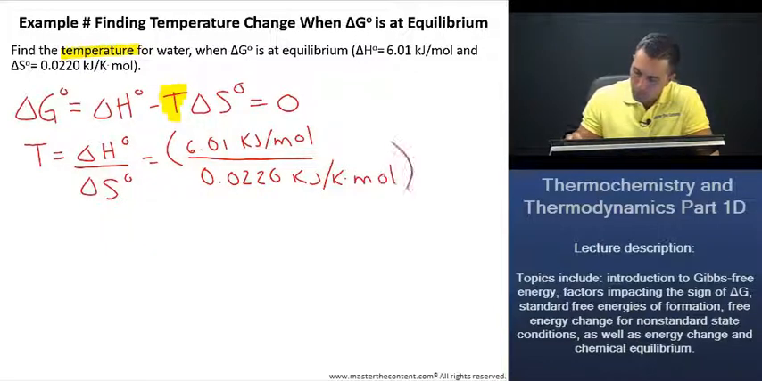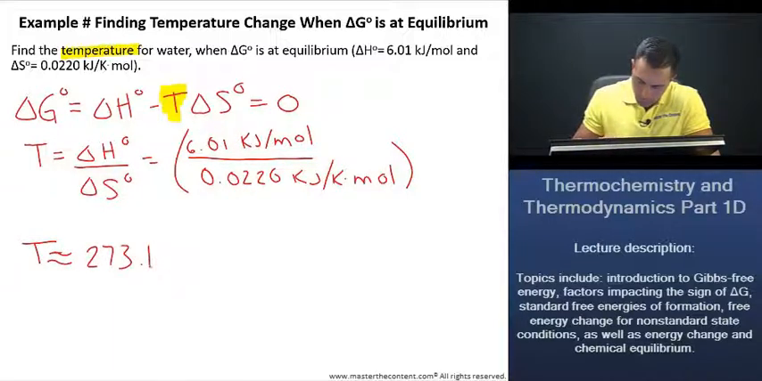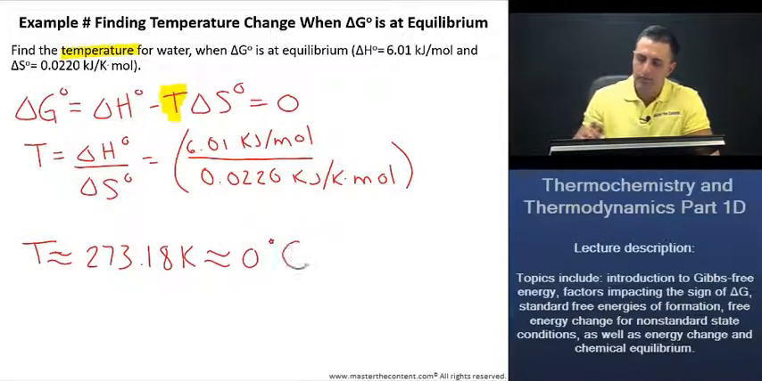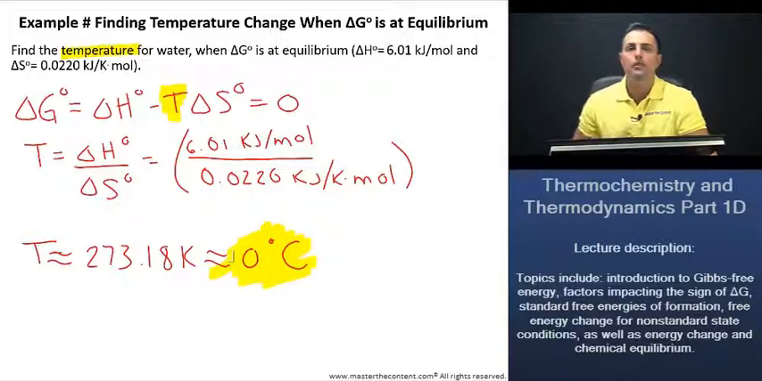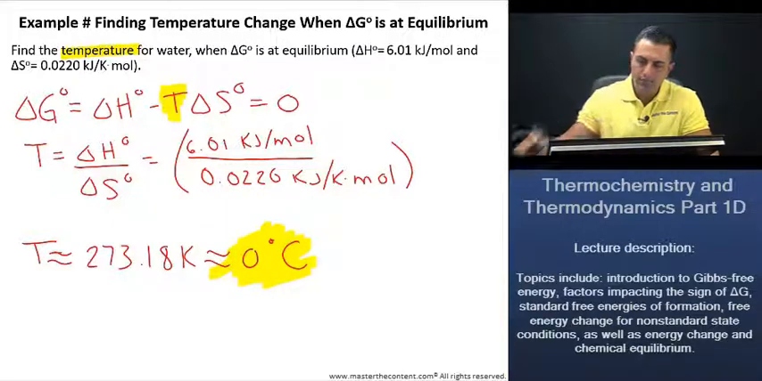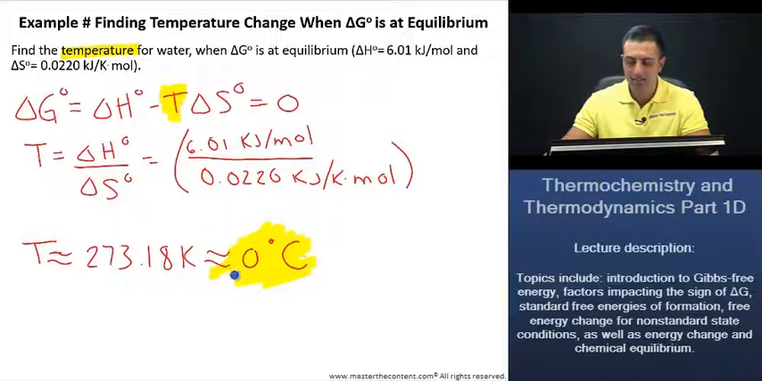Wonderful. Now, once we go ahead and we equate this, let me just make this a slight bit neater for us. Once we equate this, we find that the temperature is going to be roughly 273.18 kelvins, which is roughly 0 degrees Celsius. And there we are. Now, at 0 degrees Celsius, that should make sense because that's the melting point for water. So what that tells us then is that when the standard free energy changes at 0, water and ice are at equilibrium at 0 degrees Celsius.